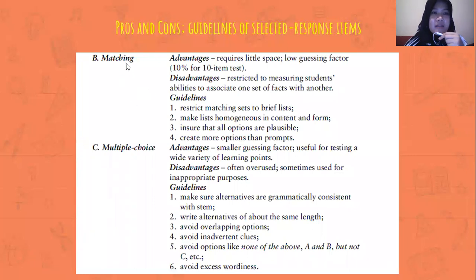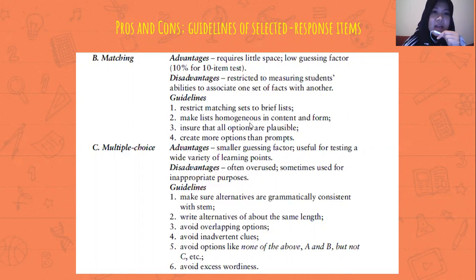The second type of selected response item is matching. Matching can be matching words, matching headings, or anything. And the advantages of this kind of test is it requires little space and has a low guessing factor. And then the disadvantages of this kind of test is it is restricted to measuring students' ability to associate one set of facts with another.